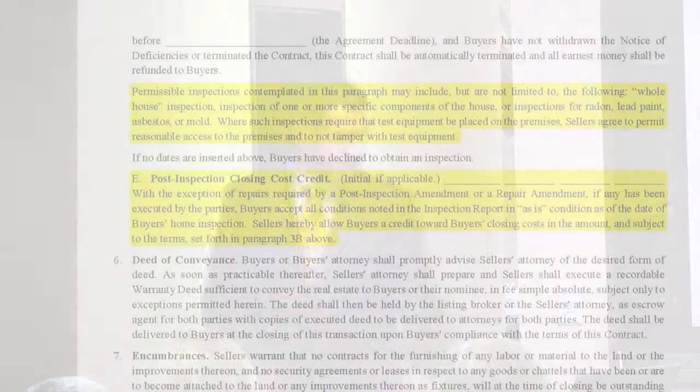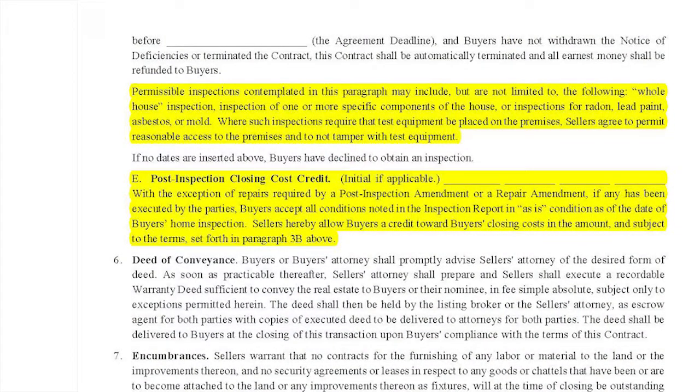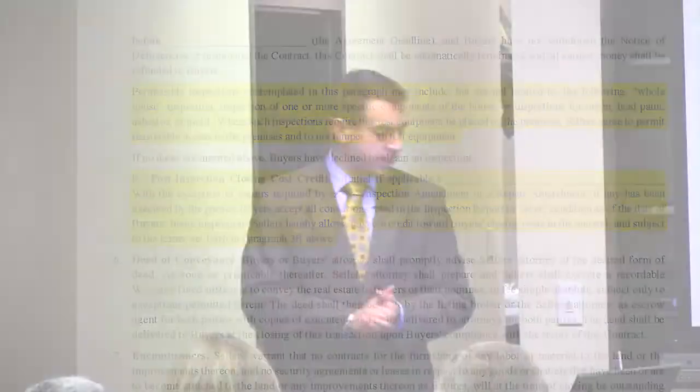And it also saves us another step. Where such inspections require that the test equipment be placed on the premises, radon, sellers agree to permit reasonable access to the premises and not to tamper with the test equipment. So now there shouldn't be any issue of sellers dragging their feet to not give consent.